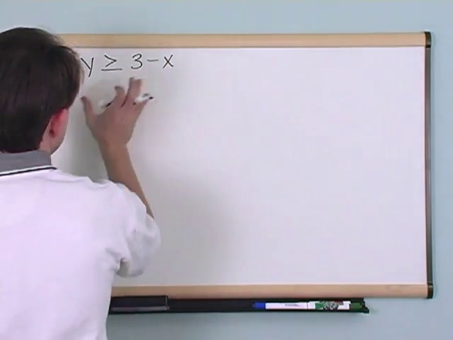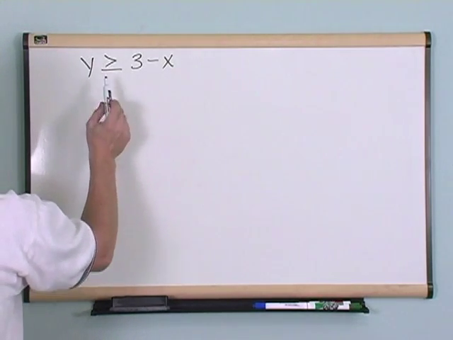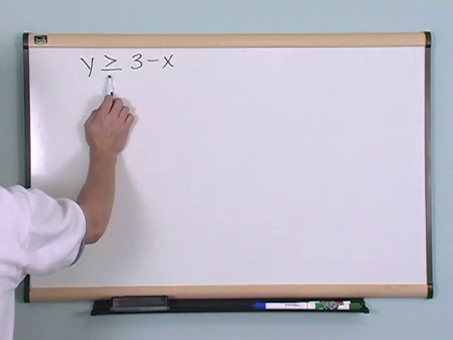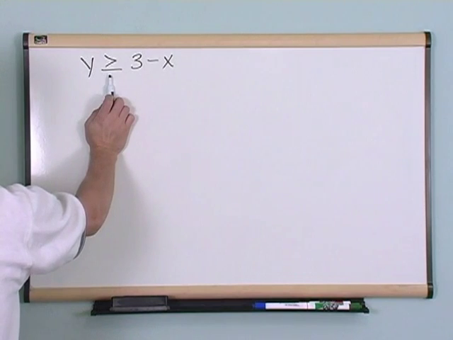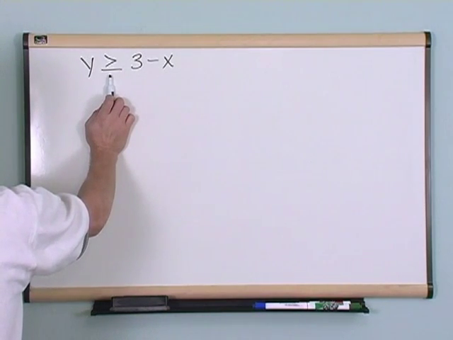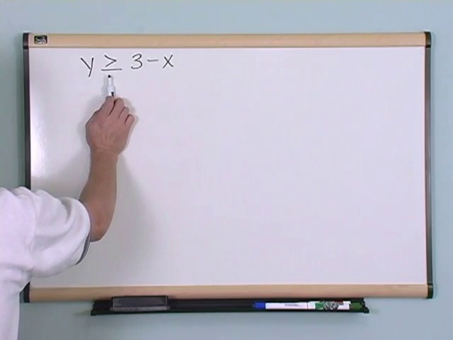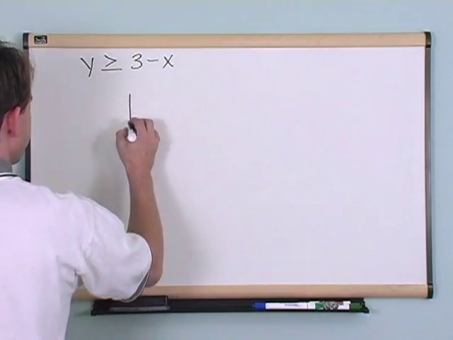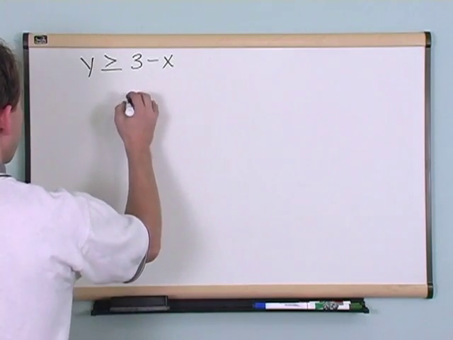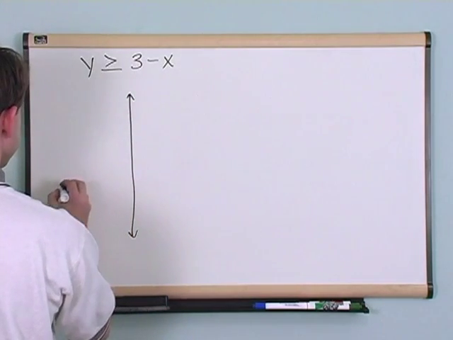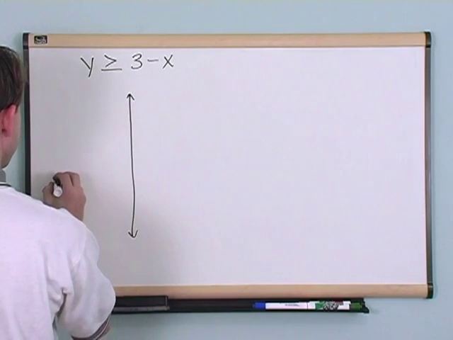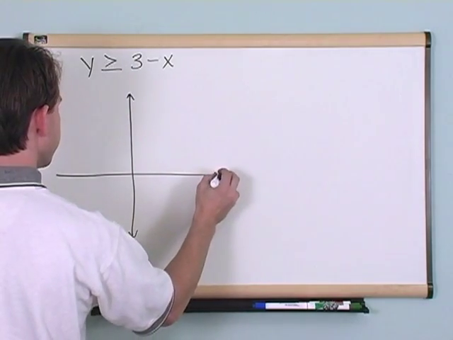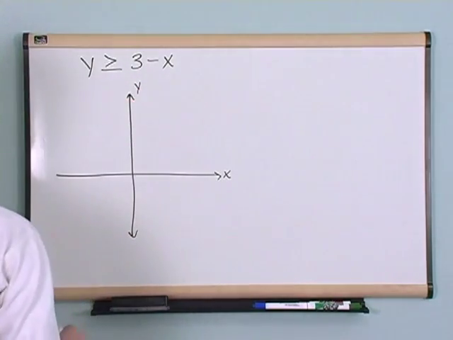First thing I want you to do when you're confronted with this is totally ignore this symbol right here. This means greater than or equal to, but for right now I want you to pretend it just says equal to. I don't want you to even contemplate the fact that we're working on an inequality here. So let's do that. Let's draw our axes like we always do. Okay? We'll draw them like this. This is x, this is y.